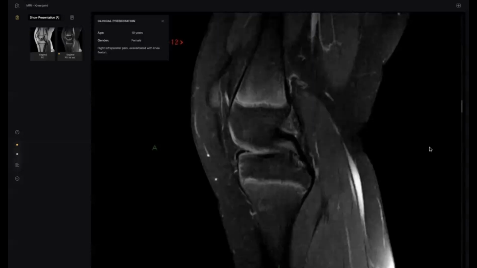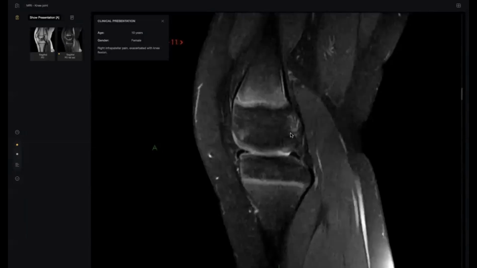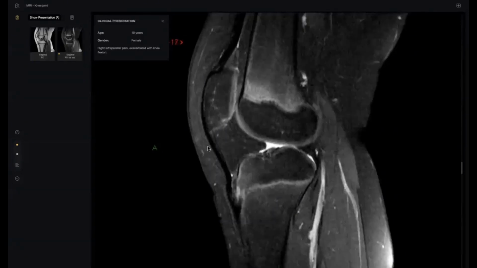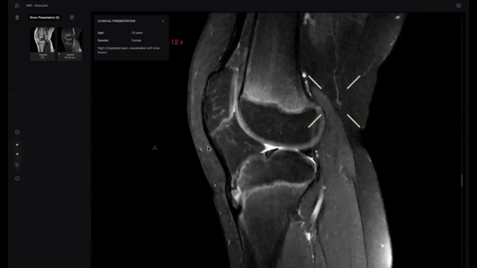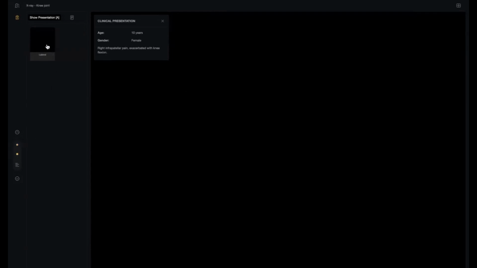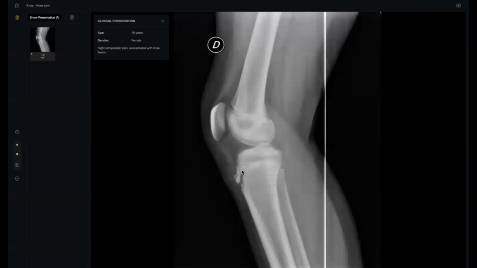Blood vessels and the muscles appear normal. Leave the mouse, I couldn't see your cursor. What happened here? This is the tibial tuberosity and it appears to be slightly fragmented.